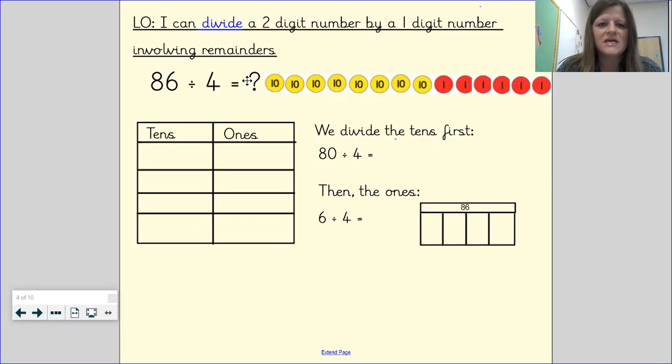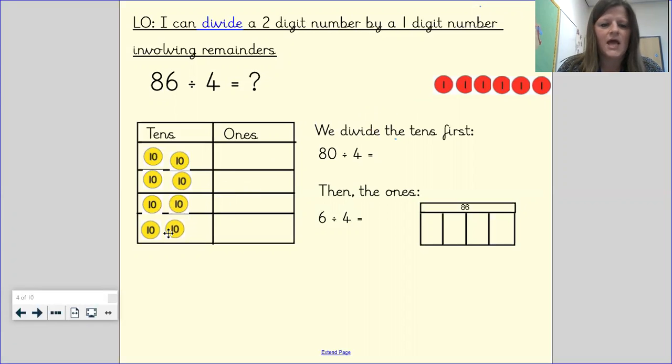So we're going to divide the tens first. We're going to do 80 shared into 4 equal groups. So in each group, you could probably work out 80 divided by 4. If you know that 8 divided by 4 is 2, hopefully you will know that 80 divided by 4 is 20. And you can see that by me sharing 8 tens into 4 equal groups. So 80 divided by 4 is 20.